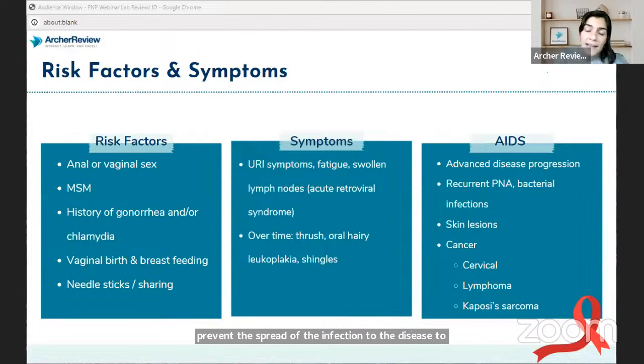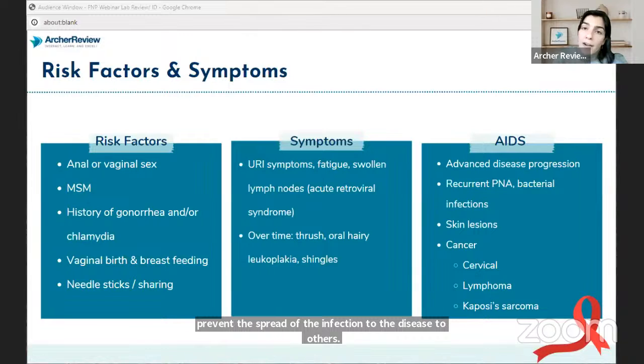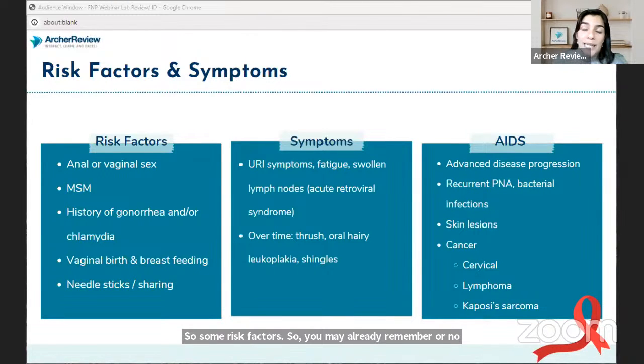So some risk factors. You may already remember or know, but HIV is passed through bodily fluids. So I say bodily fluids because semen, vaginal fluids, blood, so all bodily fluids is going to be really important. And gonorrhea is the most common STI in patients with HIV. So if you're seeing a patient coming in with frequent STIs, so gonorrhea, chlamydia, and you haven't already screened them for HIV, you want to definitely have that conversation with that patient.